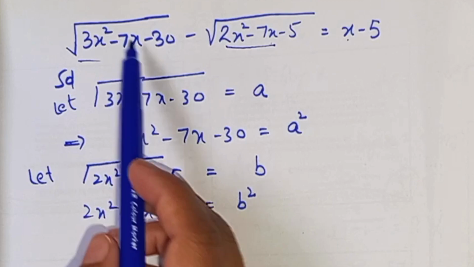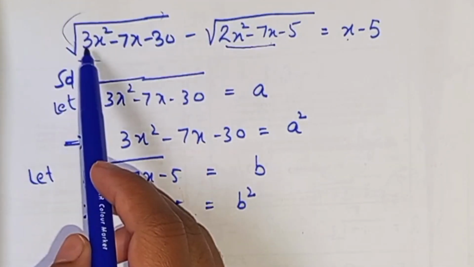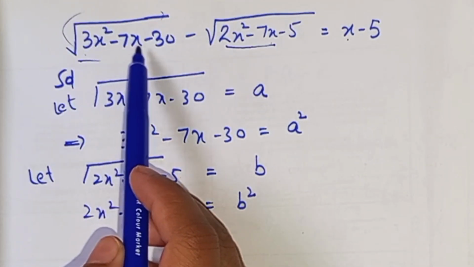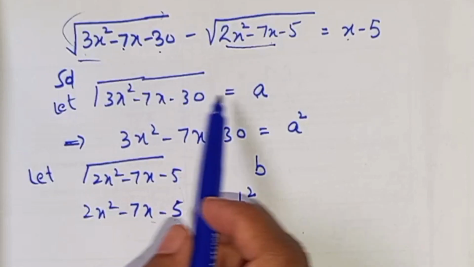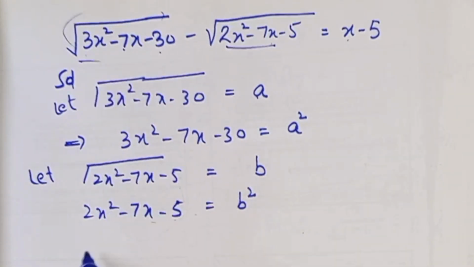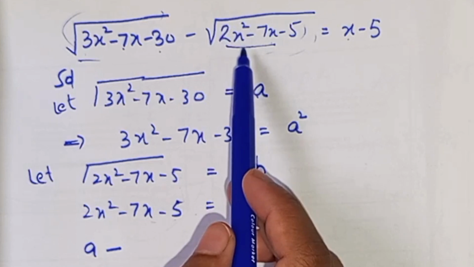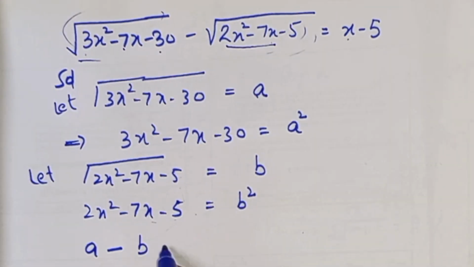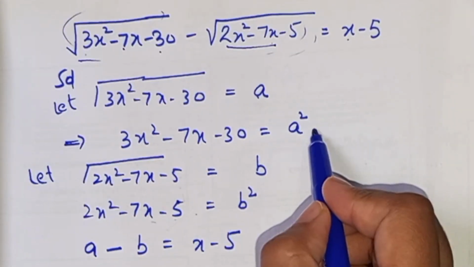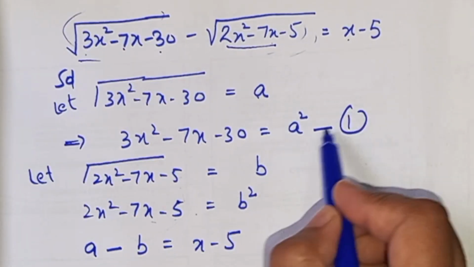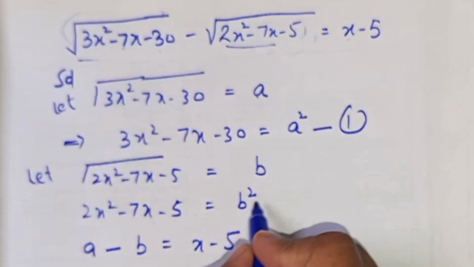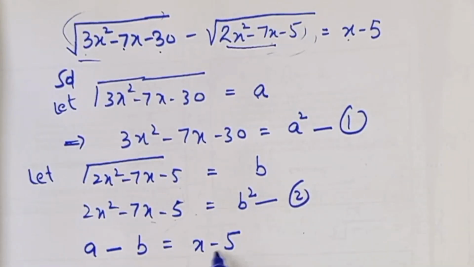Our given question is square root of 3x² minus 7x minus 30, which we let be a, then minus this term, which we let be b. So a minus b is equal to x minus 5. In the next step, we call this equation 1, this is equation 2, and this is equation number 3.